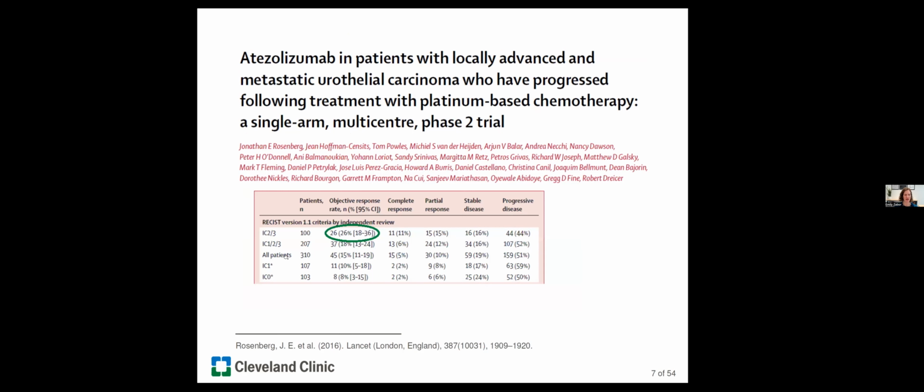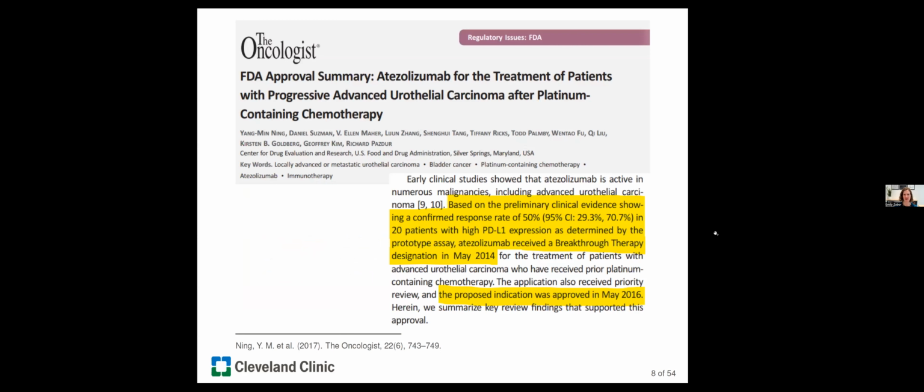And they found in that biomarker subgroup of interest, again, a 26% response rate. And that was used as the basis for accelerated approval in this indication. So in 2016, atezolizumab was approved for the treatment of advanced urothelial carcinoma.